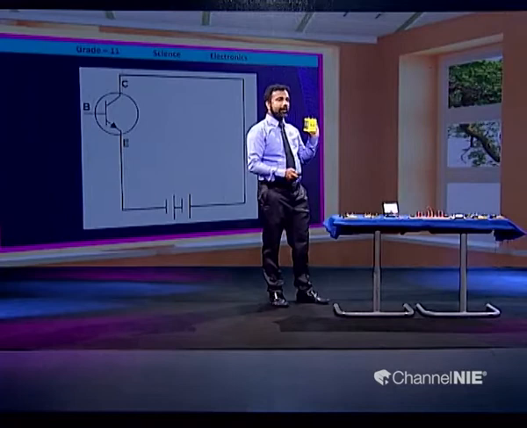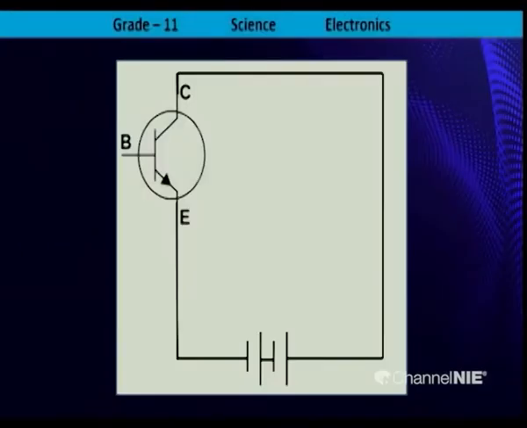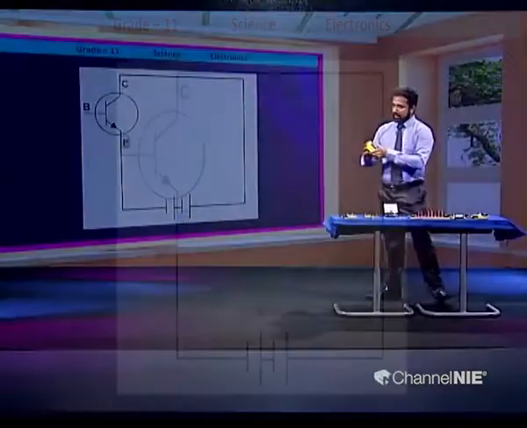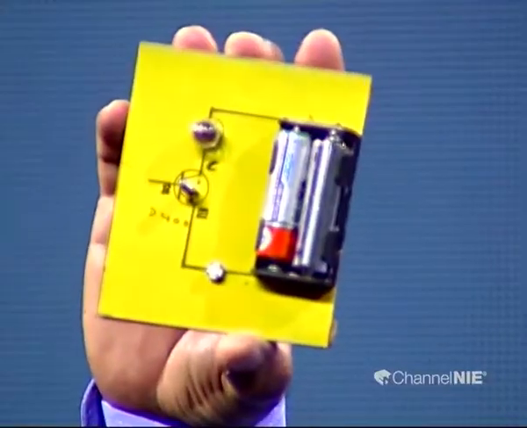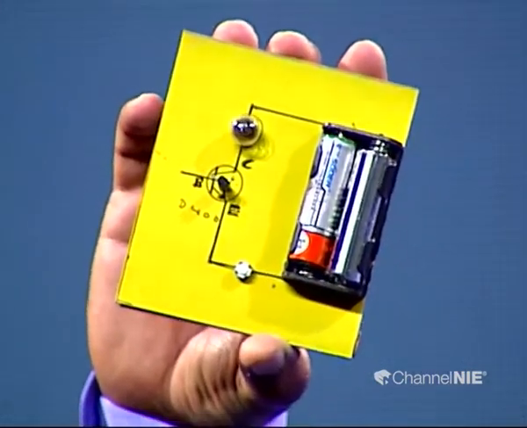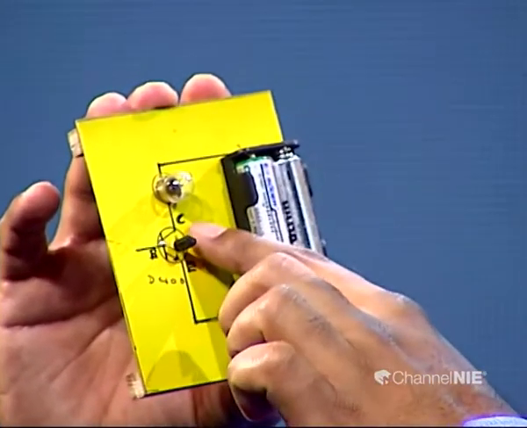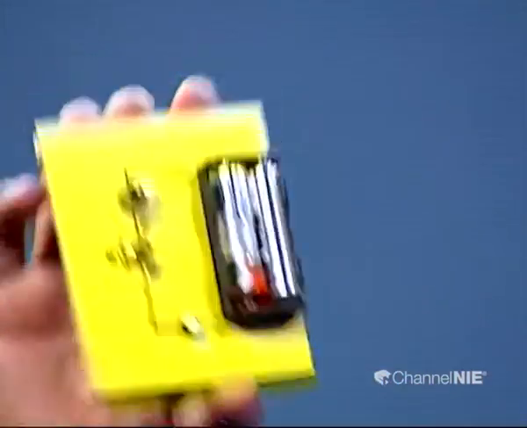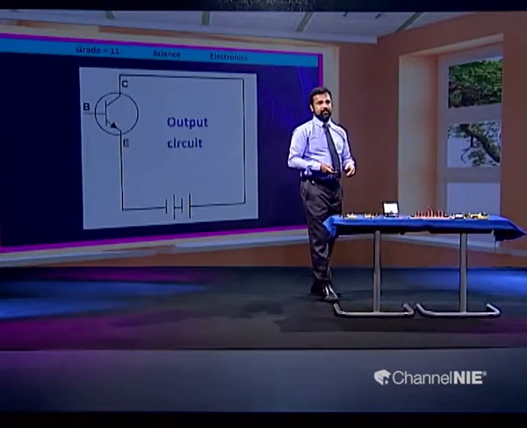Now I am going to show you the output circuit of the NPN transistor. You can see the same circuit using the circuit diagram in the slide. Here, two dry cells are connected, bulb, collector, emitter, and a switch is there. This is called the output circuit of the NPN transistor.